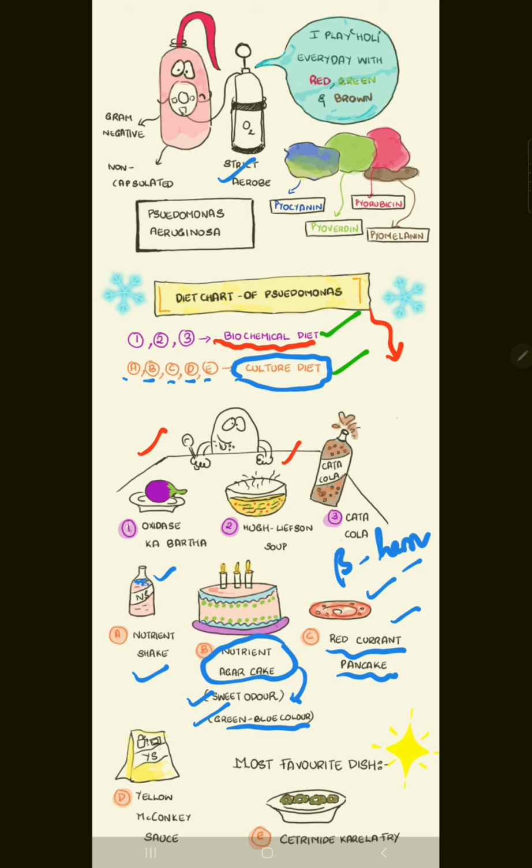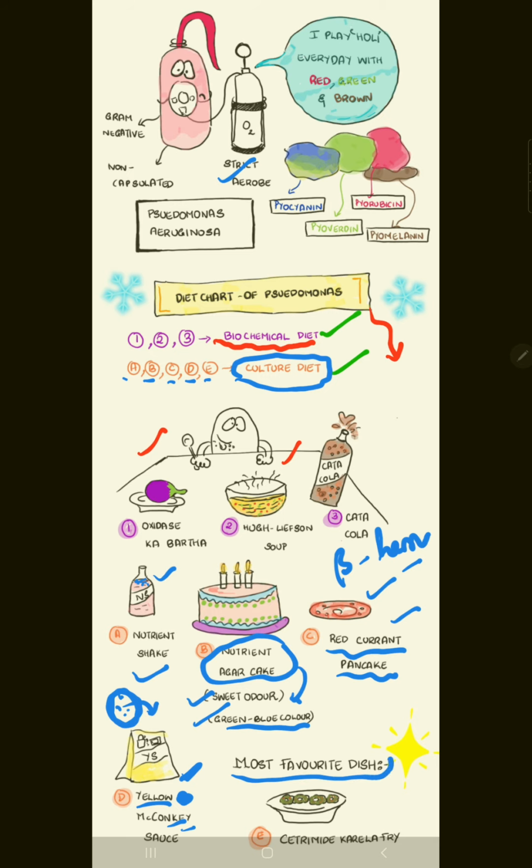Next diet is the MacConkey sauce, a yellow MacConkey sauce, suggesting that the MacConkey agar will remain yellow despite the growth of the Pseudomonas colonies there. That's because it does not belong to the Enterobacteriaceae family, right? So it's a yellow MacConkey sauce.